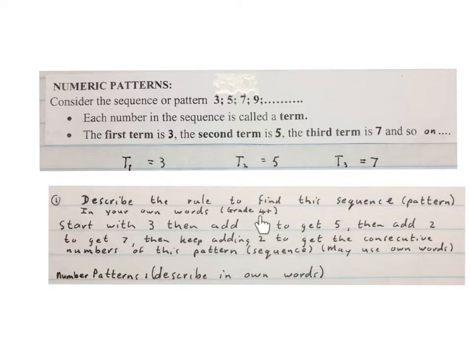From grade 4, you were taught that you should be able to describe the rule to find this sequence or pattern in your own words. This is open for discussion, but you can't just do what you want. If somebody reads your answer, they must be able to write out the sequence without you helping them. An example: you can say I start with 3, then I add 2 to get 5, then add 2 to get 7, then keep adding 2 to get the consecutive numbers of this pattern or sequence. You may use your own words. There is a video, Number Patterns 1, describe in own words, where we do all the different kinds of patterns in one video.